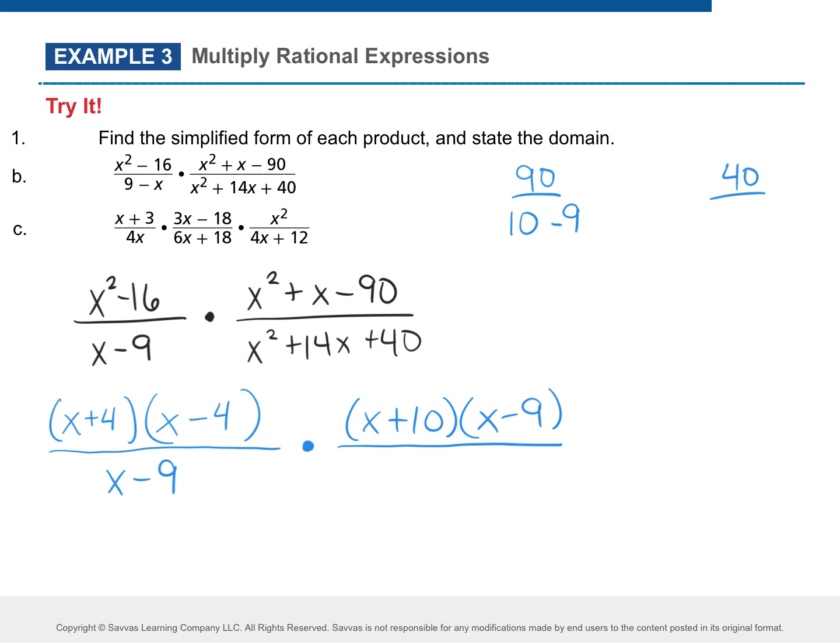Factors of 40, that'll get you to 14. 4 and 10. Do I need to change either of them? No. What does it turn into? X plus 4 times x plus 10.